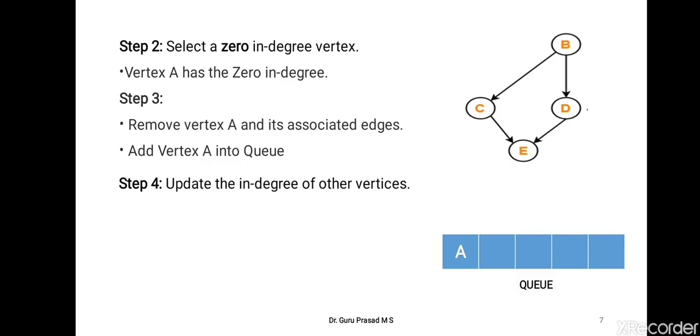Step 4. Update the in degree of other vertices. Now we have to update the in degree of the other vertices. For the vertex B, there is no incoming edge, so it is 0. Vertex C, there is one incoming edge, that is from B to C, 1. Vertex D, there is one incoming edge, that is from B to D, 1. E, there are two incoming edges, so the in degree of E is 2.